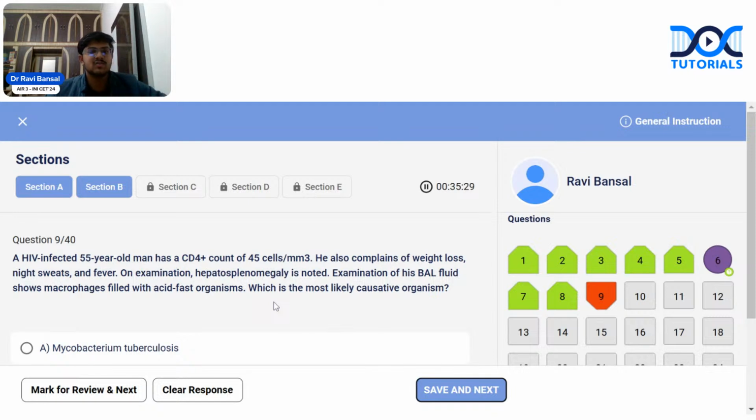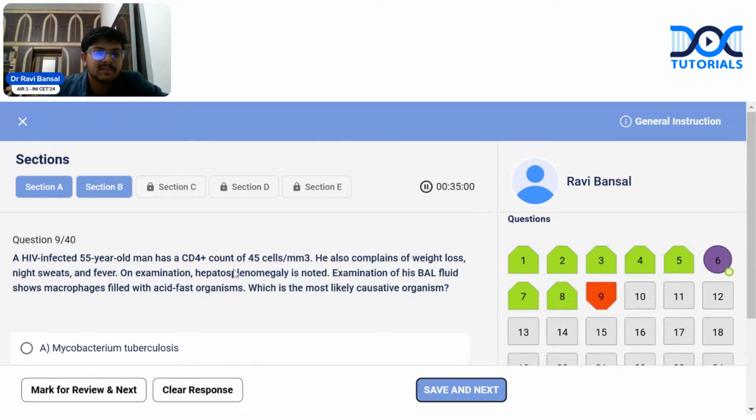What is the most likely causative organism? So looking like a microbiology question. So an HIV infected 55-year-old male with a CD4 count of 45. So when they give a CD4 count, you should remember at what level which conditions are seen. So below 50, there are two conditions mainly seen, MAC and CMV. So he also complained of weight loss, night sweats, fever. On examination, hepatosplenomegaly is noted. On examination of his BAL fluid, macrophages filled with acid-fast organisms.